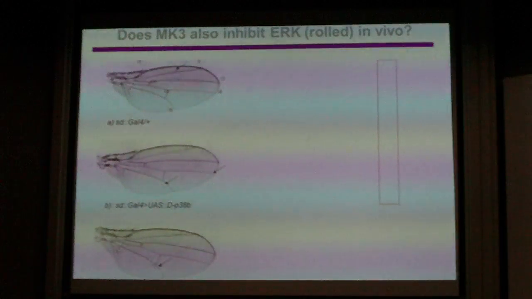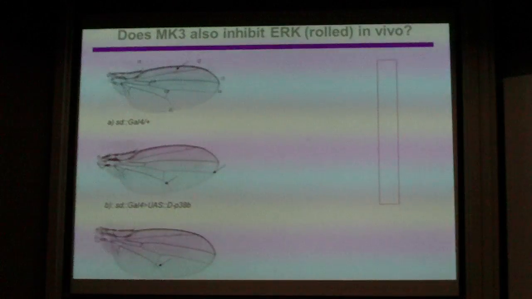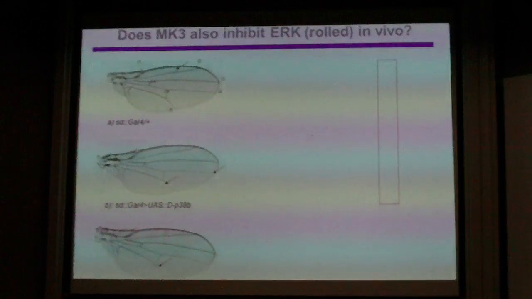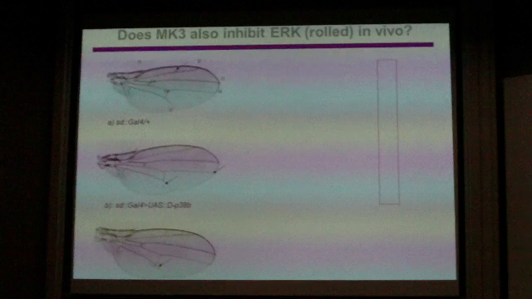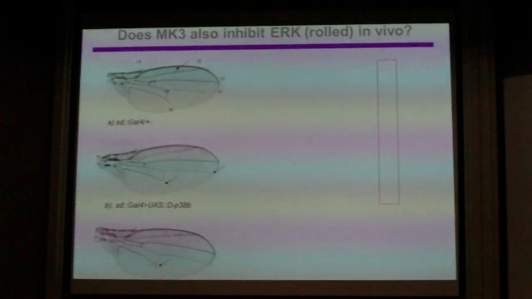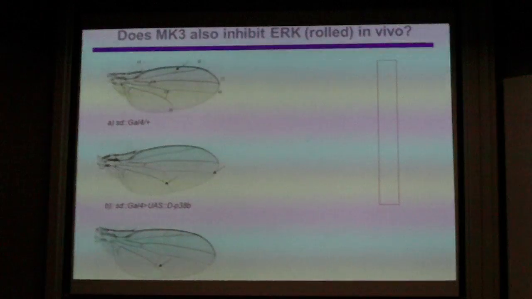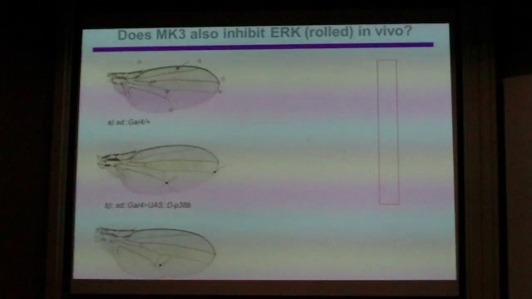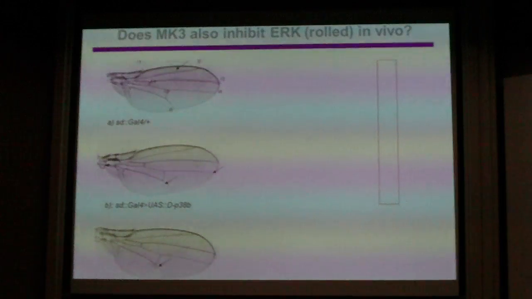So there is another question for you. If we would expect that MP3 inhibits ERG, what would then be the experiment to show in this model system that it's also the case in vivo? So MP3 inhibits ERG. We see if we overexpress ERG, there's more veins. So what would you then want to study, and what would you expect to find?